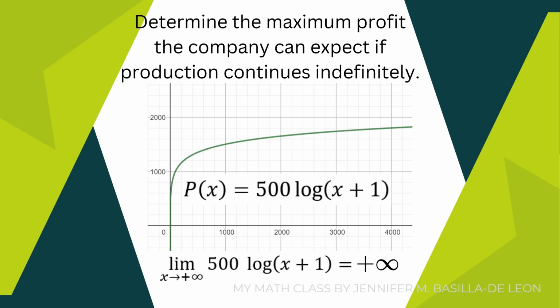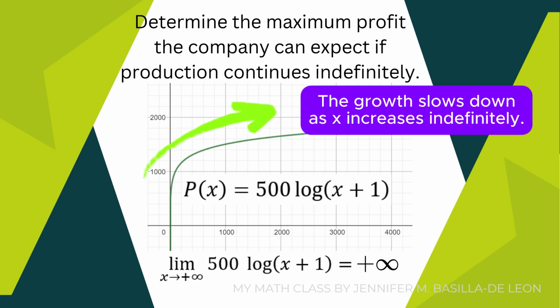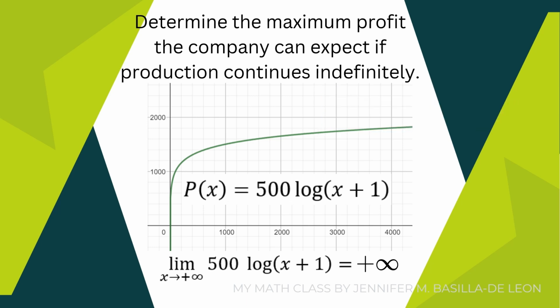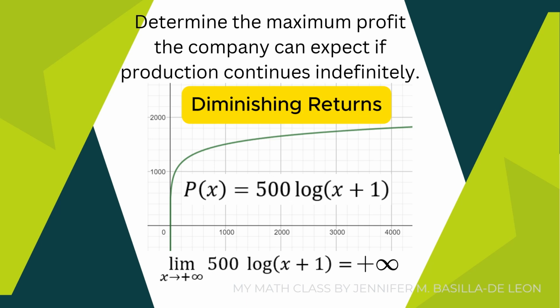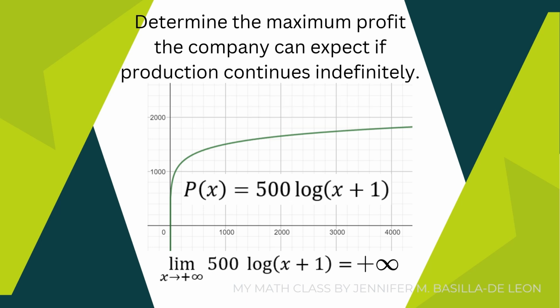But take note that the logarithmic growth is very slow. This does not mean that the company will continue to see proportional profit increases. In real-world scenarios, although p of x tends towards infinity, this represents diminishing returns, as the rate of increase in profit becomes very small as x grows larger. Hence, the maximum realistic profit is limited by factors such as operational costs, market saturation, and other constraints, despite the mathematical function growing without bounds.